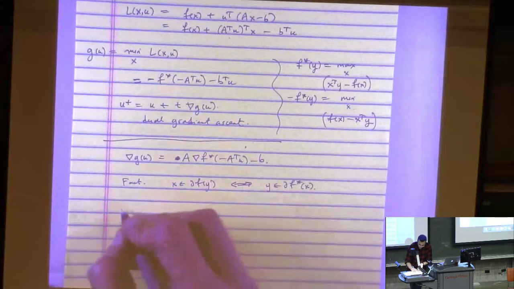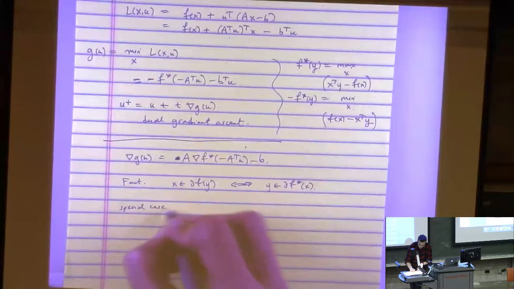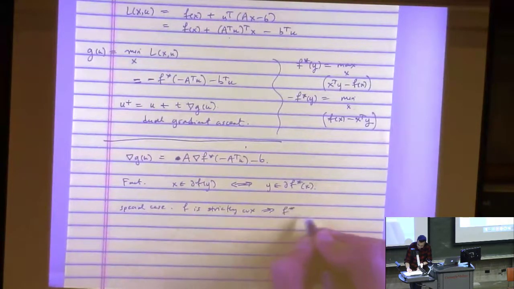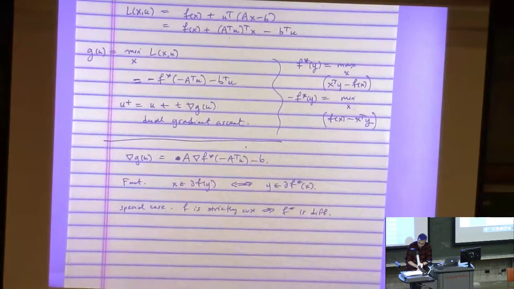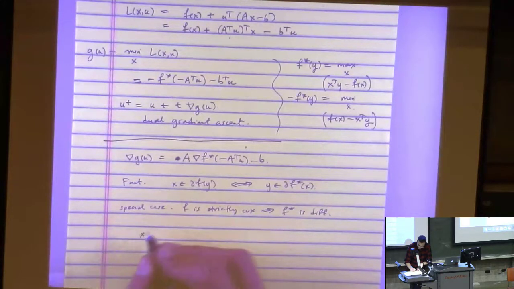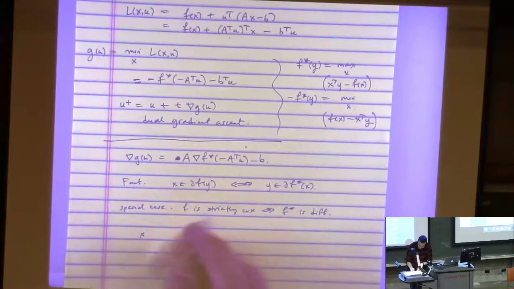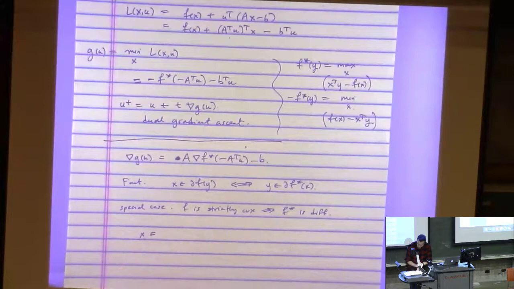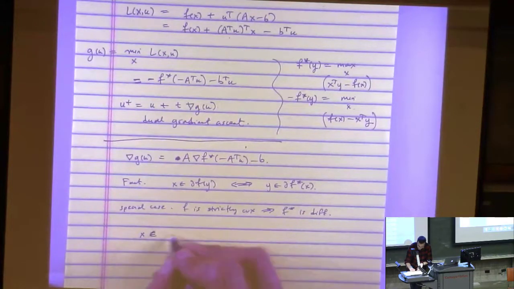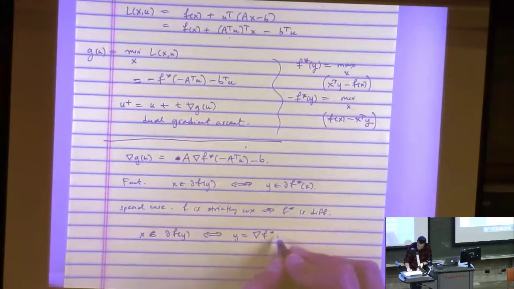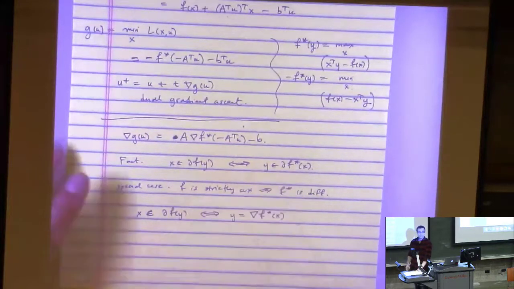And a special case is when f is strictly convex, which means that f star is differentiable. Let's first write it like this: x is in the subgradient of f at y, if and only if y equals the gradient, because there's only one subgradient when this function is convex and differentiable.